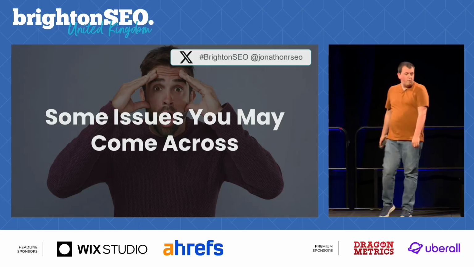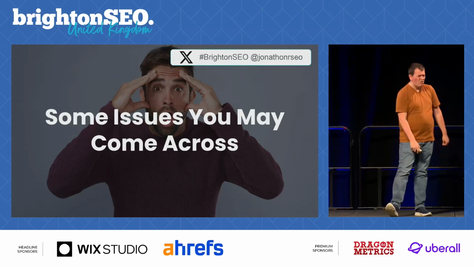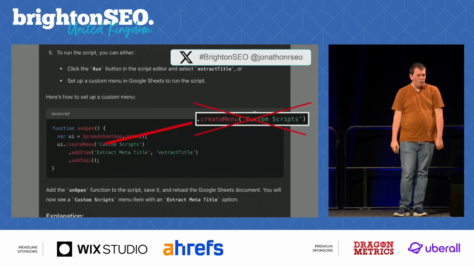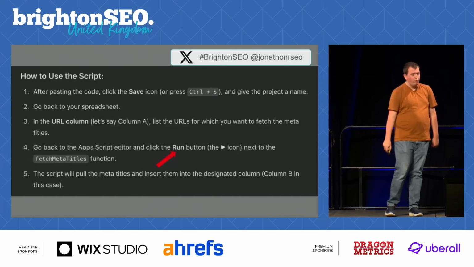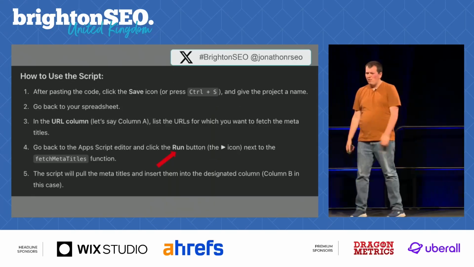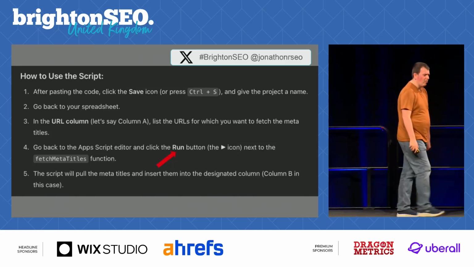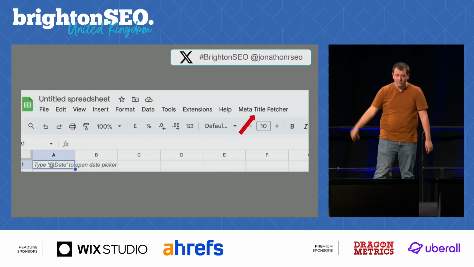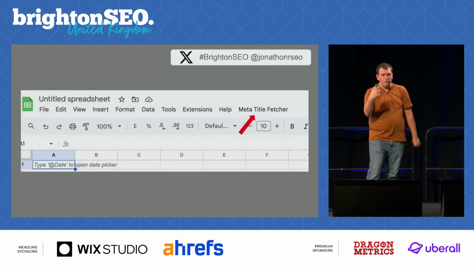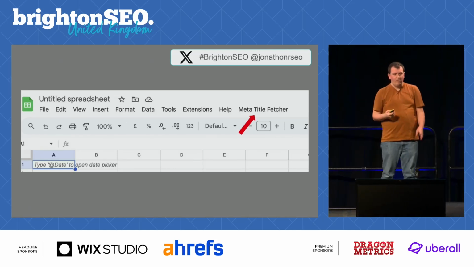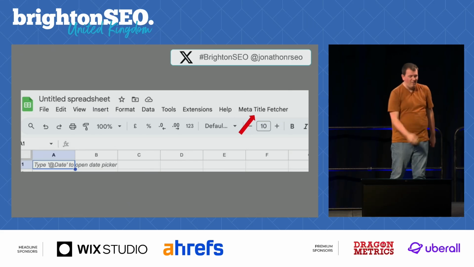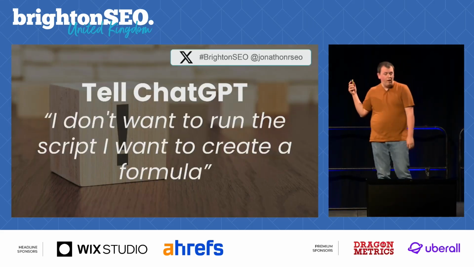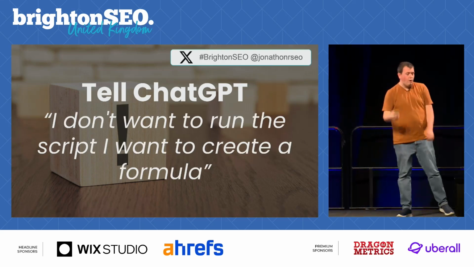So I thought now I'll cover some issues you may come across when actually using the script. You might get something like this that says create menu. It also might say something like run it. This means it's not doing it as a formula. Instead, it's going to add something like this title. So for example, this one for meta title fetcher, you have to run it. This means that you've got to tell it what the formula is, what cell it's in. It's a bit of a faff. So what I recommend is just going back to ChatGPT and saying to it, I don't want to run a script, I want to create a formula.